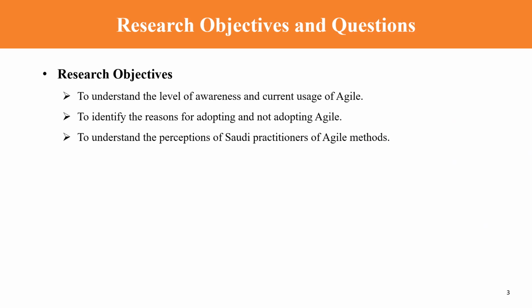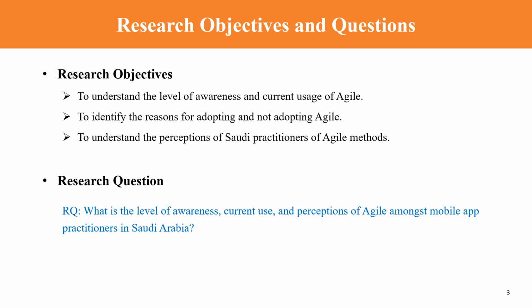This research has three objectives. The first one is to understand the level of awareness and current usage of Agile in the country. Second, to identify the reasons for adopting and not adopting Agile. And finally, to understand the perceptions of Saudi practitioners of Agile methods. So this research aims to answer this question: What is the level of awareness, current use and perceptions of Agile among mobile application practitioners in Saudi Arabia?